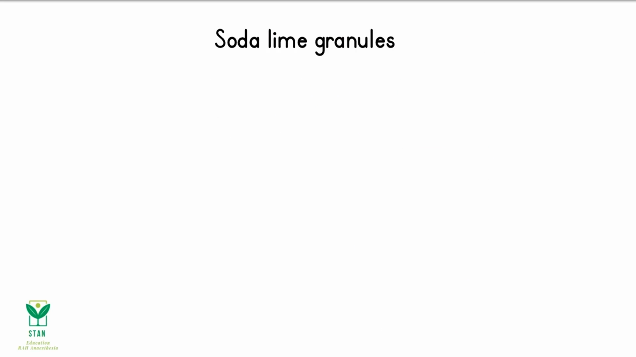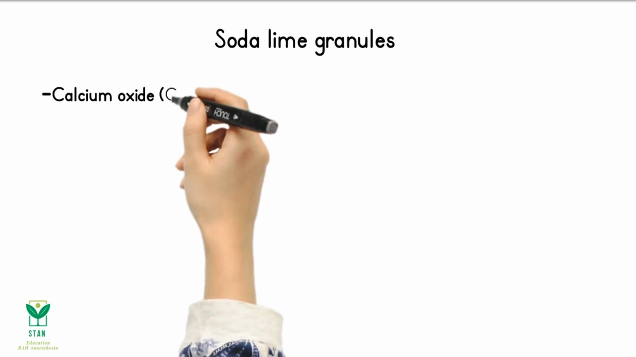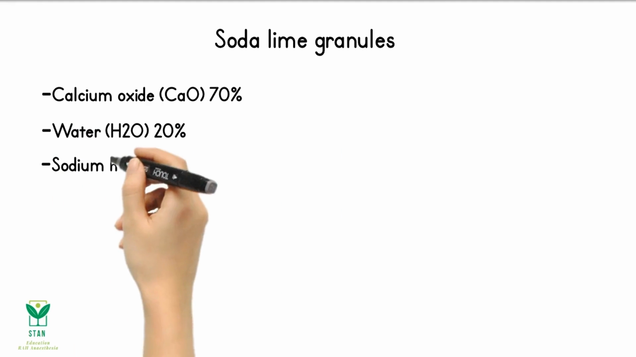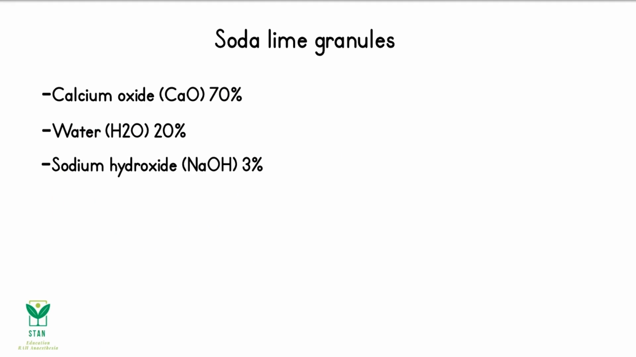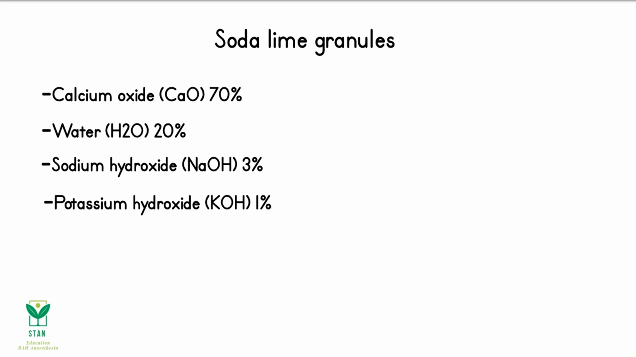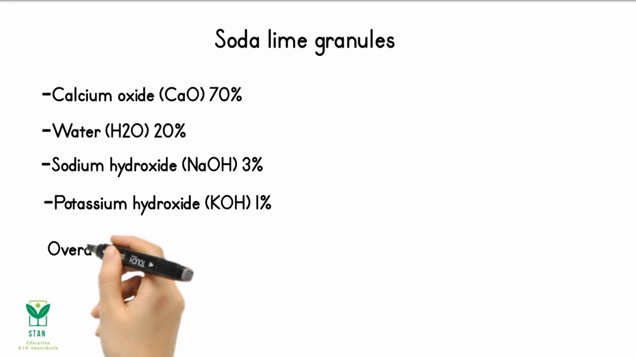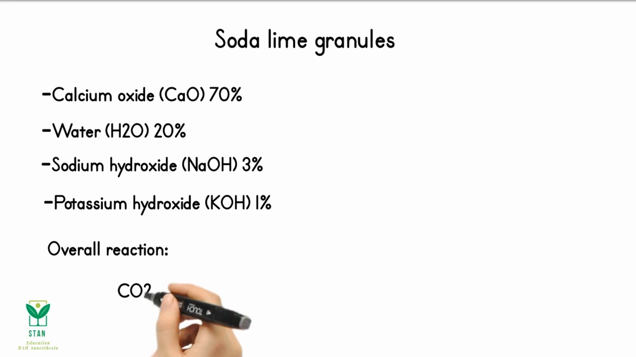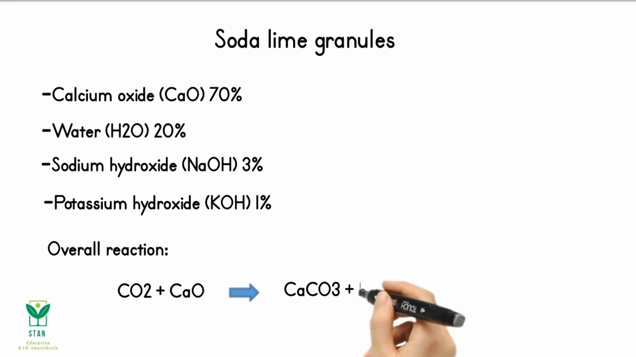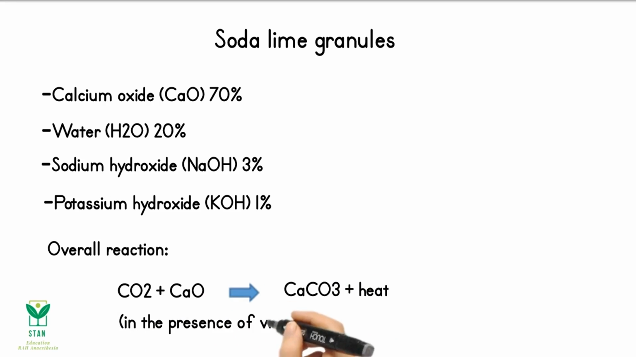What is in the soda lime granules? The main components are calcium oxide 70%, water 20%, sodium hydroxide 3%, and potassium hydroxide 1%. There's a series of reactions, but the overall reaction is carbon dioxide combines with calcium oxide to form calcium carbonate and heat, and this takes place in the presence of water. You can see a complete breakdown of all the reactions at the end of the presentation.